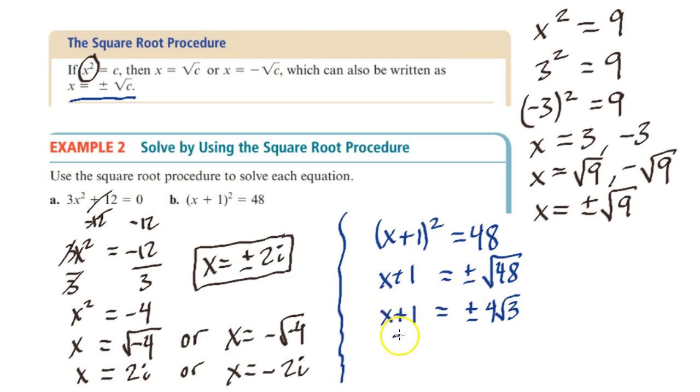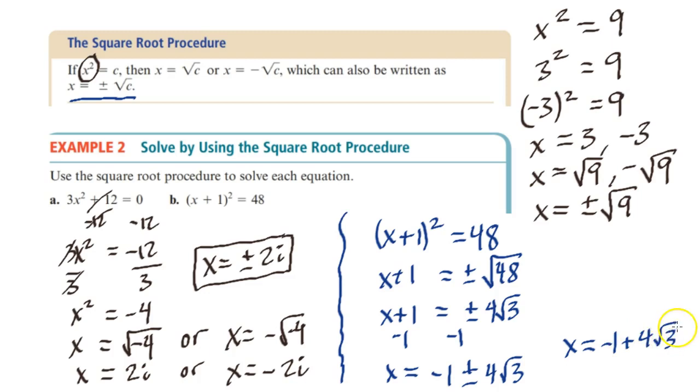We need to subtract 1 on both sides of the equation, and that gives us x equals negative 1 plus or minus 4 root 3. Another way of expressing this, and I'll write it down now: x equals negative 1 plus 4 root 3, and we could also write negative 1 and then the minus solution, 4 root 3. So we have two different solutions. All right, there they are.